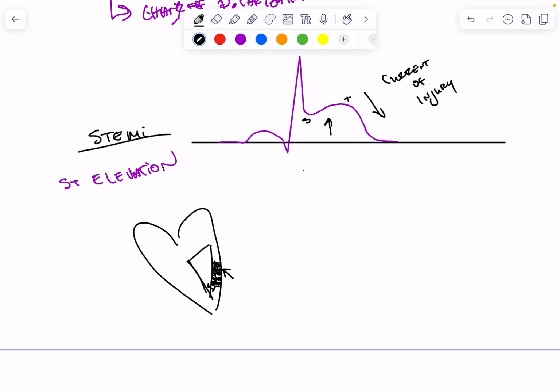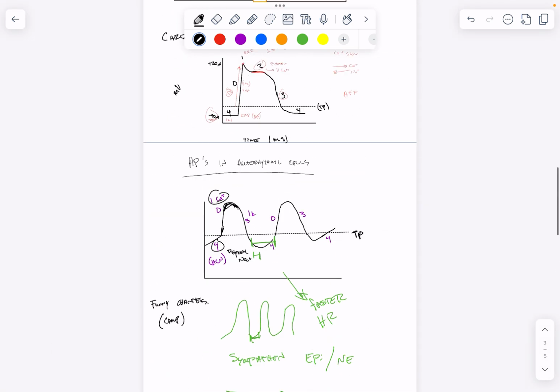Now we're going to talk about something called entropy. So we're kind of going to move backwards here.